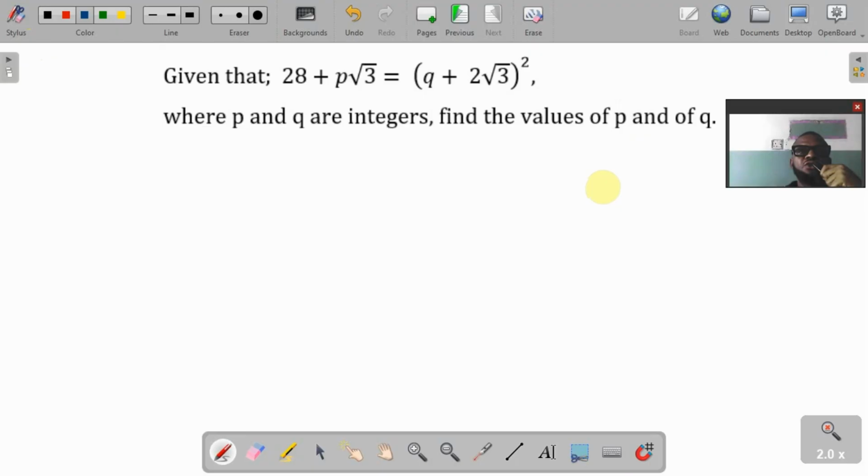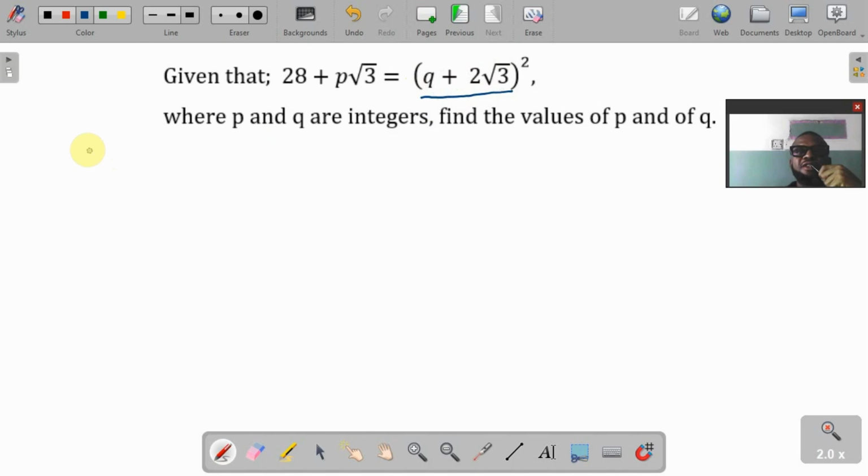I'll be solving this Cambridge additional mathematics question on surds. Now we have to find the value of P and Q. We have an expression on the left hand side and an expression on the right hand side. Let us expand the expression on the right hand side. This means we're going to multiply it by itself two times.